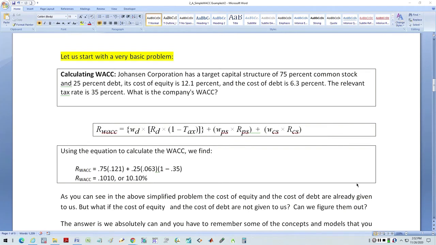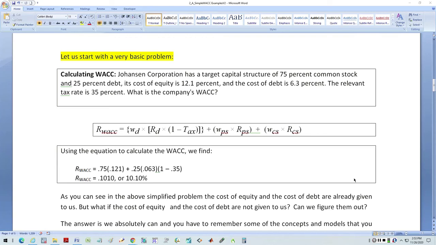As you can see in the simplified problem, the cost of equity, the cost of debt, and the tax rate, everything is already given to us, and so it was fairly easy for us to plug everything into the formula and calculate the WACC. But what if the cost of equity, the cost of debt, or the cost of preferred stock are not given to us? Then what do we do? Can we figure them out?